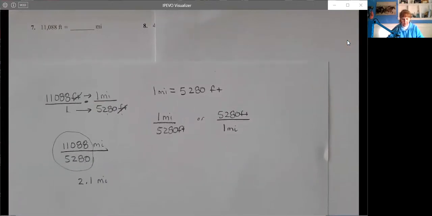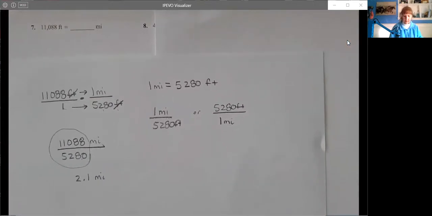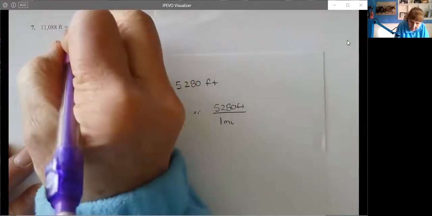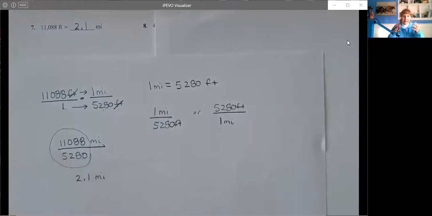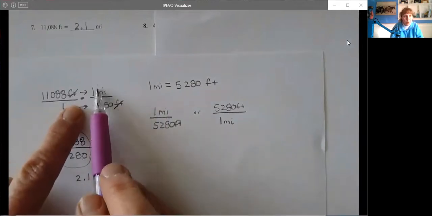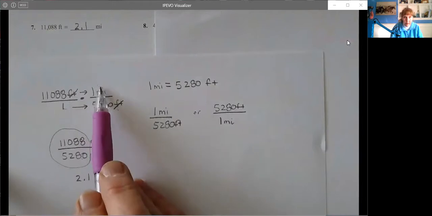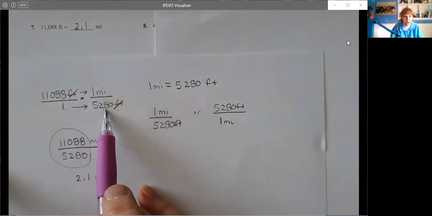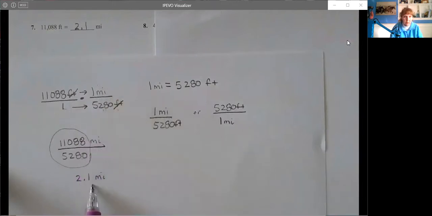Okay, all right. So 2.1 miles is the same as 11,088 feet. And the reason they're equal to each other is I just multiplied it by the number 1. Multiplying by the number 1 will not change its value. It just changes the looks of it, but they do have the same value.